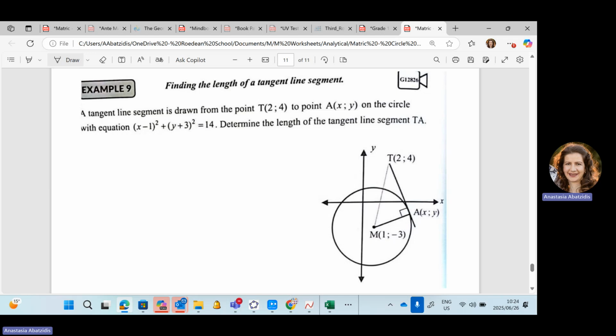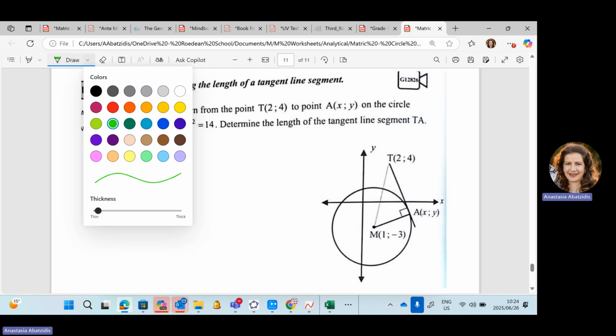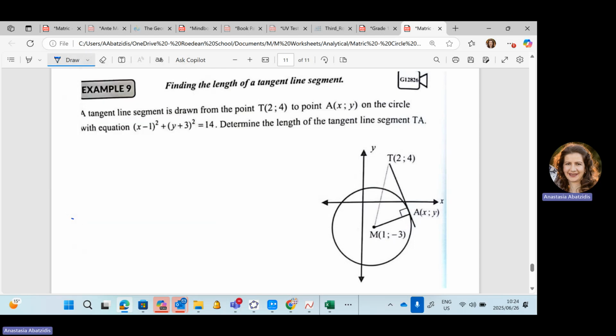Okay, next type: find the length of a tangent line segment. So we've got all the 4 types. Prove it's a tangent to a circle, find the equation of the tangent, find the equation of the circle given a tangent, and now find the length of a tangent line segment. What is a tangent line segment? It has a start and an end. It ends at the point of contact over there. What kind of triangle are you seeing? Right angle. Therefore, Pythagoras.